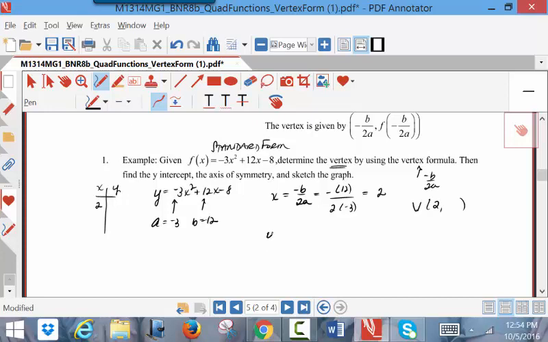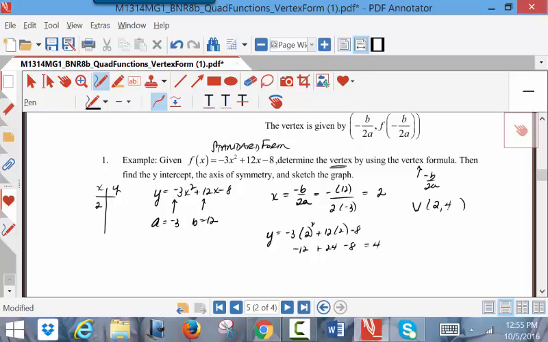Okay, so the y value is going to equal a negative 3 times 2 squared plus 12 times 2 minus 8. So that's a negative 3 times 4, which is a negative 12 plus 24 minus 8. And so that's going to equal 12 minus 8, which is 4, right? So my y value is 4. So my vertex, without having to complete the square, is the point (2, 4), which is pretty handy.